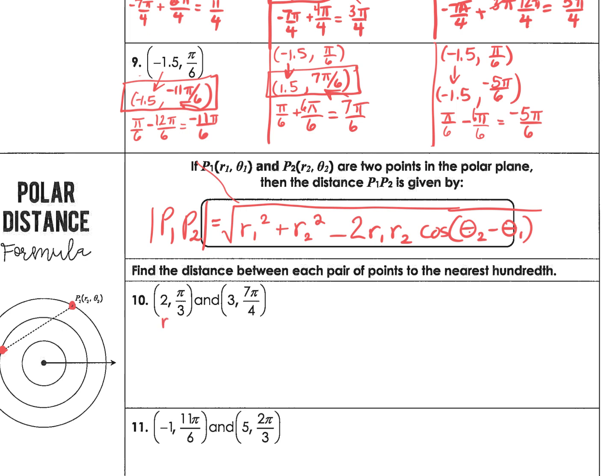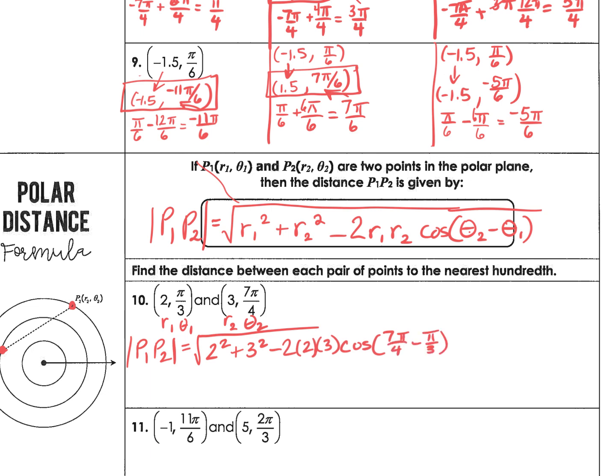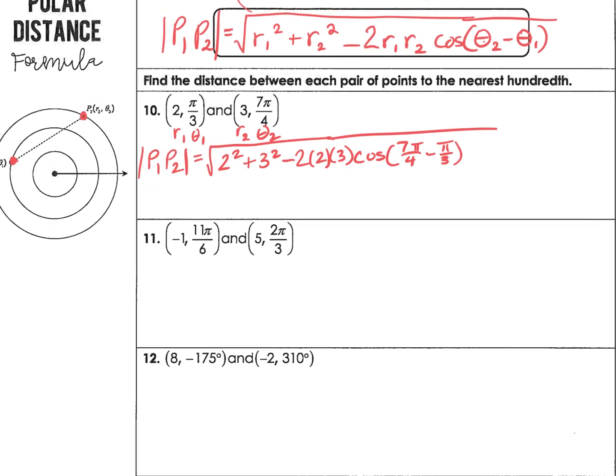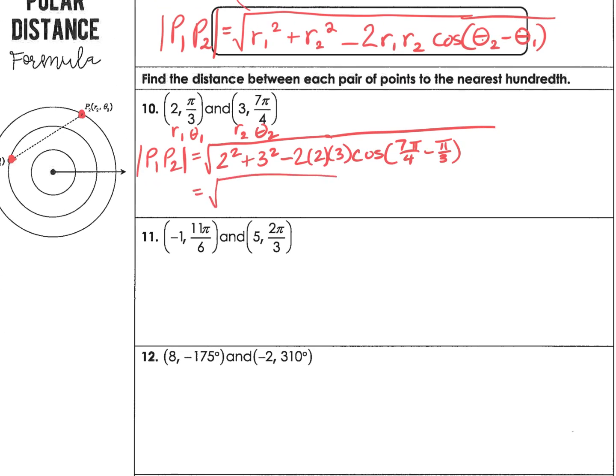So we're going to label this r sub 1, theta sub 1, r sub 2, theta sub 2, and we're just going to plug in the formula. The distance, p sub 1, p sub 2, is going to be equal to the square root of 2 squared plus 3 squared minus 2 times 3 times the cosine of 7 pi over 4 minus pi over 3. So now, square root of 4 plus 9 minus 12 times the cosine of what?